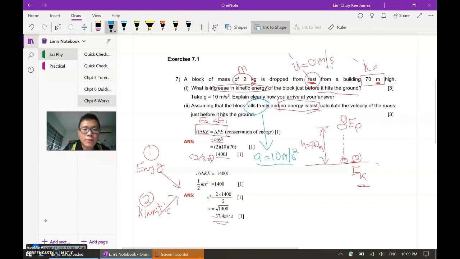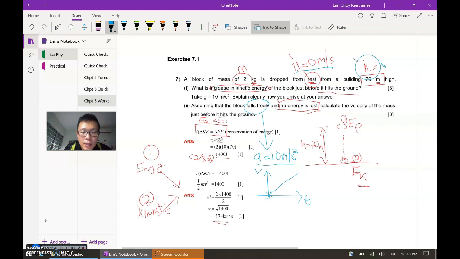This information, coupled with the initial velocity and the distance, allows us to draw the velocity-time graph. If the initial speed is 0 at time 0, and acceleration is constant at 10 meters per second squared, the velocity-time graph is a straight line, increasing with time, and it starts from the origin. The graph will be an upward sloping line, and the area under the graph, which is the distance, is 70 meters.